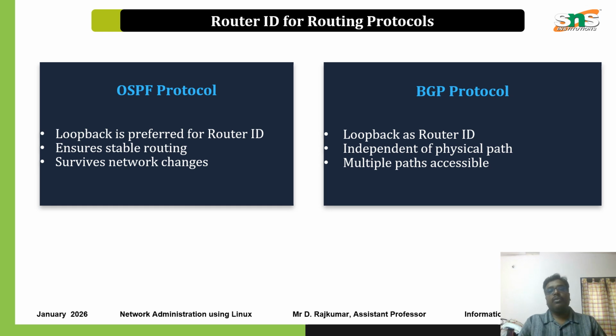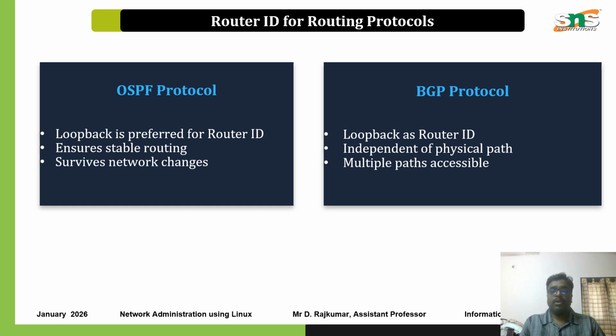Next, the router ID for routing protocols will be used with the OSPF protocol and the BGP protocol. I think we have discussed this already in the previous classes. OSPF stands for Open Shortest Path First protocol, and BGP stands for Border Gateway Protocol. In OSPF, the loopback is preferred for the router ID, and it also ensures that stable routing is maintained and survives network changes, even if they are dynamically changed.